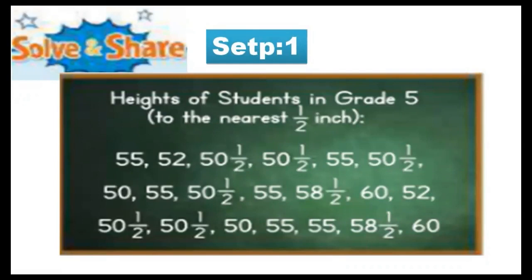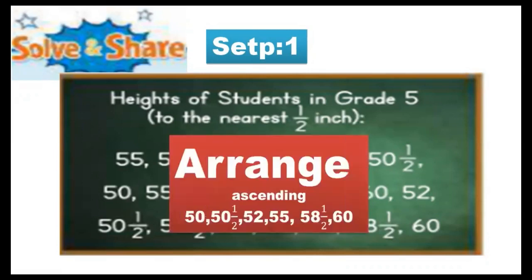Before drawing, you have to arrange them in ascending order. So the arrangement will be 50, 50 and a half, 52, 55, 58 and a half, and 60. You will have more than one of some values, but select just one of each, okay? Why did we arrange all these values? Because of step number 2.